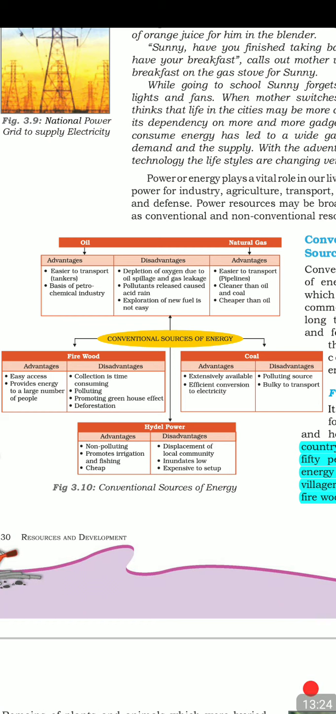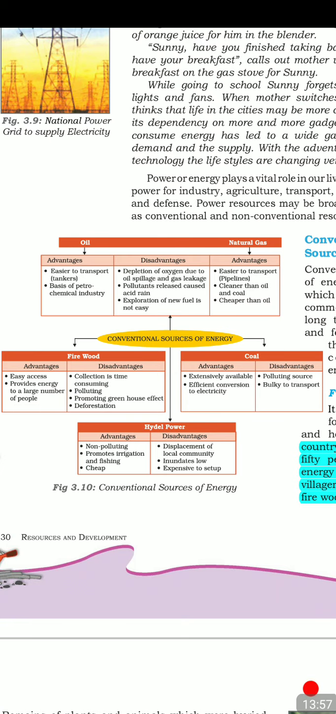Coal is extensively available, has efficient conversion, and is cheap also, but the problem is it's a polluting source, very, very polluting. Lots of sulfur dioxide pollution occurs in India because we have not put desulfurization filters in our chimneys. And it's very bulky to transport. Lots of transportation cost is involved, and hence there are disadvantages with coal.